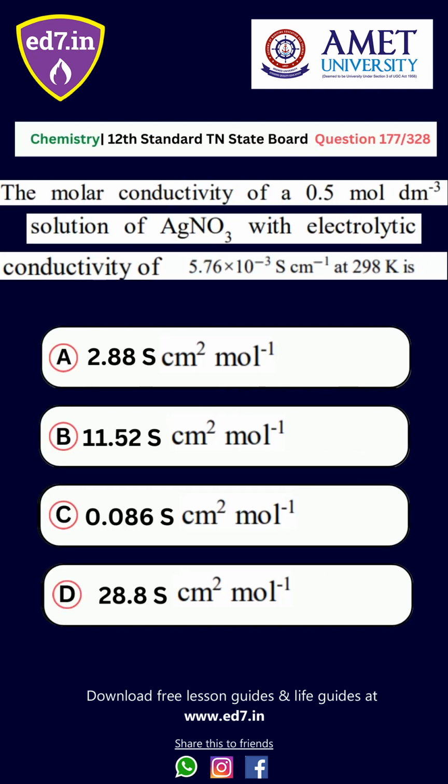Question number 177. The molar conductivity of a 0.5 mol dm^-3 solution of AgNO3 with electrolytic conductivity of 5.76 × 10^-3 S cm^-1 at 298 Kelvin is: option A, 2.88 S cm² mol^-1; option B, 11.52 S cm² mol^-1; option C, 0.086 S cm² mol^-1; option D, 28.8 S cm² mol^-1. The correct option is option B, 11.52 S cm² mol^-1.